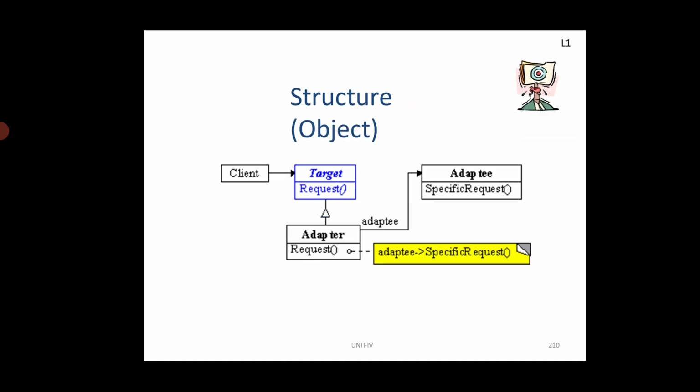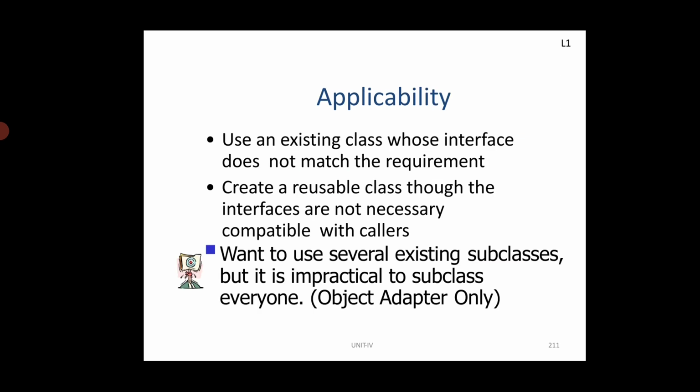Coming to the object structure, it relies on object composition. Look at this: client, target, request, the relationship from client to target, and it inherits the adapter request function. The adaptee relies on object composition. In the adaptee, we need to specify the domain specific request and return the adaptee's specific request function. This is nothing but the object structure.